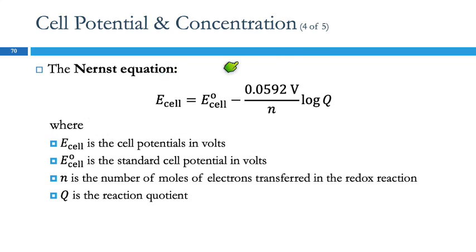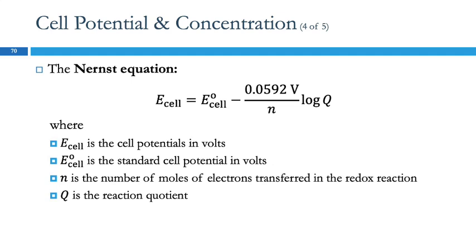This is a very important equation in electrochemistry, and it has a name. It's the Nernst equation. It's named after a scientist. So this is the Nernst equation. E cell is the cell potential in volts. E0 cell is the standard cell potential in volts. The standard cell potential is what you figure out by looking at the table of reduction potentials. N is the moles of electrons that are transferred in the redox reaction, and Q is the reaction quotient.